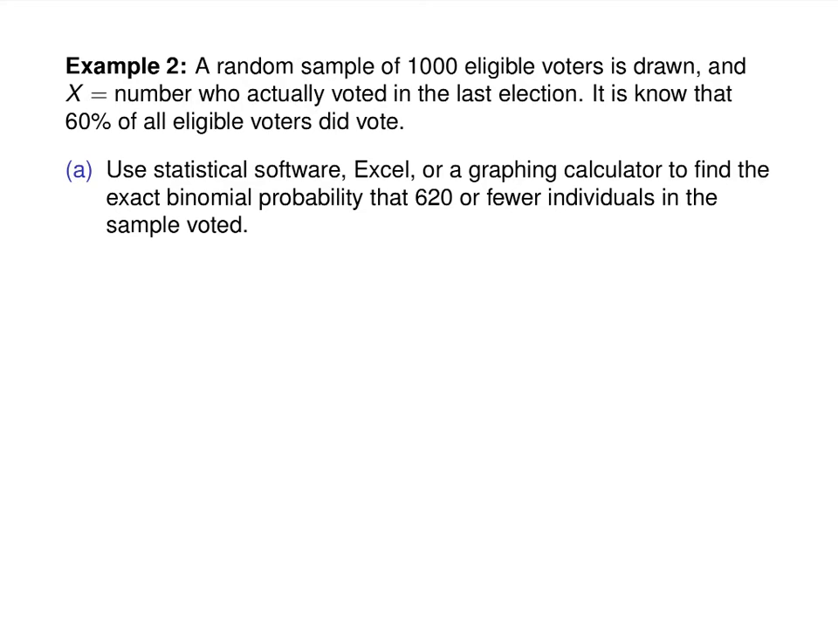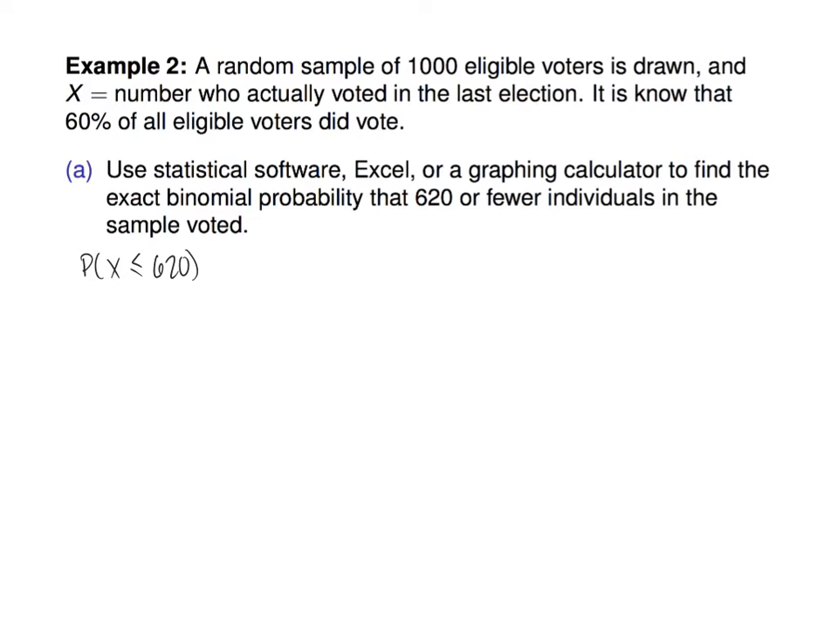A random sample of 1,000 eligible voters is drawn, and we're going to let x equal the number who actually voted in the last election. It is known that 60% of all eligible voters did vote. Using statistical software, Excel, or a graphing calculator, find the exact probability that 620 or fewer individuals in the sample voted. So we want the probability that x is less than or equal to 620.